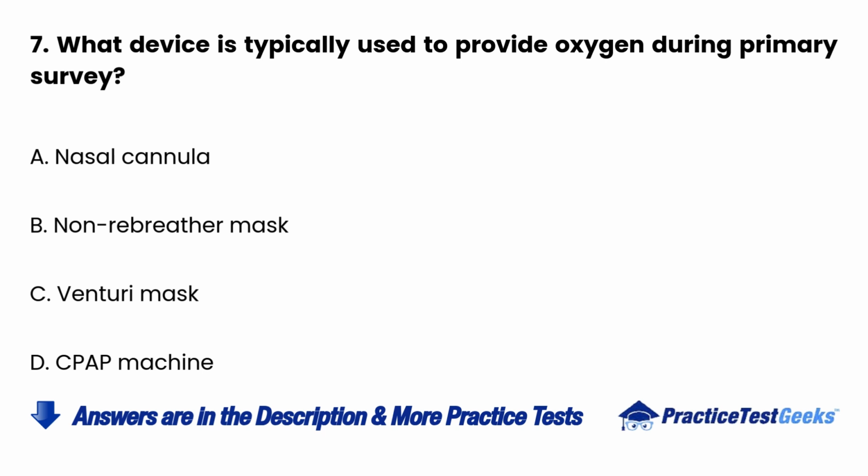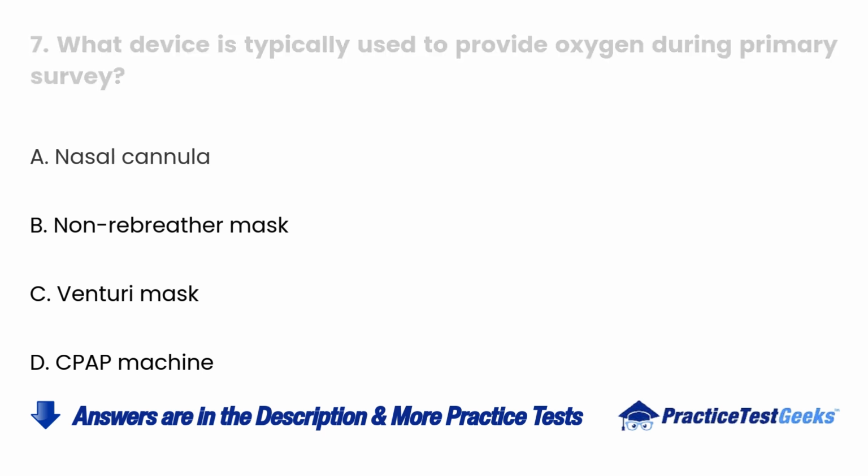7. What device is typically used to provide oxygen during primary survey? A. Nasal cannula. B. Non-rebreather mask. C. Venturi mask. D. CPAP machine.